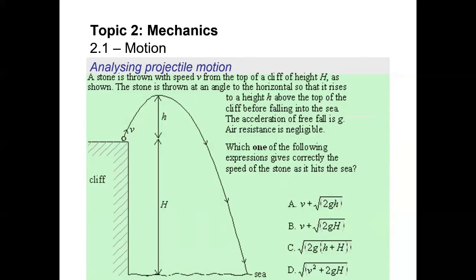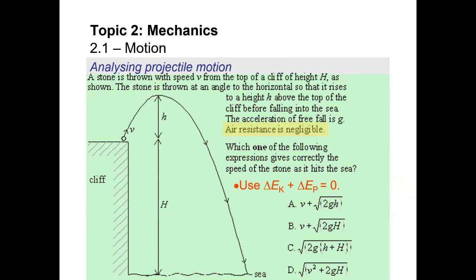A stone is thrown with a speed v from the top of a cliff of height h, as shown. The stone is thrown at an angle to the horizontal so that it rises to a height h above the top of the cliff before falling into the sea. Acceleration of free fall is g. Air resistance is negligible. Which one of the following expressions correctly gives the speed of the stone as it hits the sea? As the air resistance is negligible, the mechanical energy is conserved.